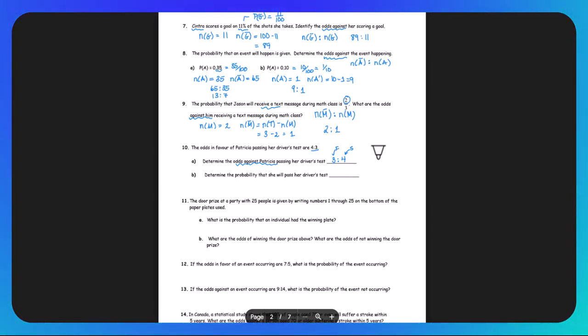So now we're going to figure out what is the probability that she will pass her driver's test. Well, the probability of a pass would equal the number of ways she passes over the total. The number of ways she passes is the first part in the odds in favor, or the second part in the odds against, and we have 4. The total is just the sum of the 4 and the against, which is 4 plus 3, which is 4 over 7. So the probability she will pass is 4 to 7.